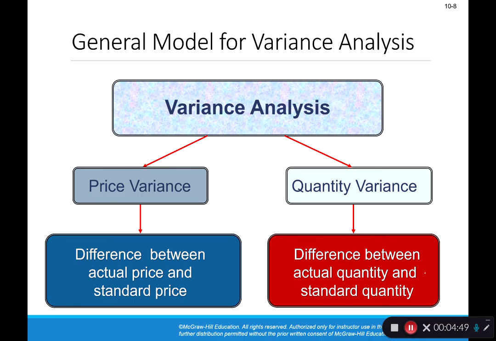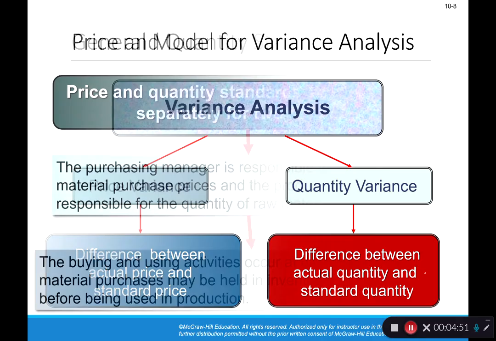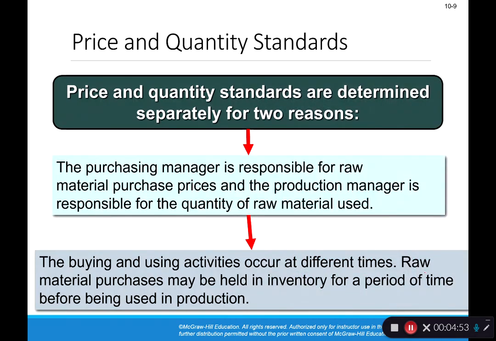Remember, standards is just a synonym for budget. Price and quantity standards are determined separately for two main reasons. One is that the purchasing manager is responsible for raw material purchase prices, but the production manager is responsible for how much of the materials are going to be used. So it's important that we break down the overall variance so we can hold the appropriate manager accountable.